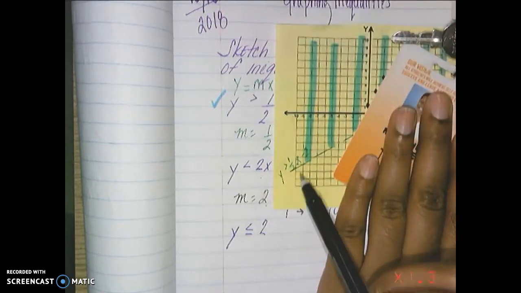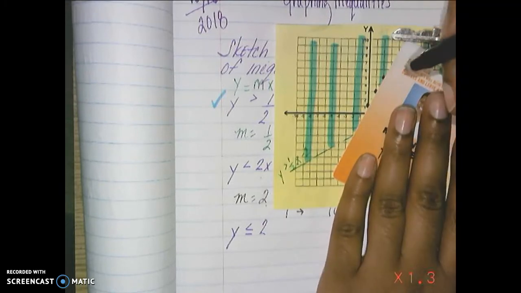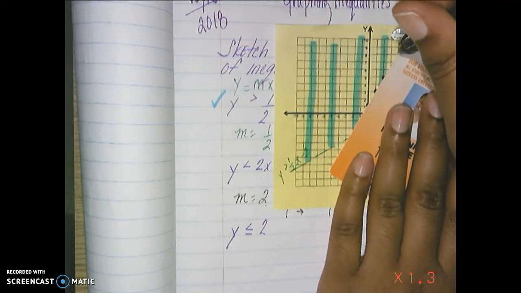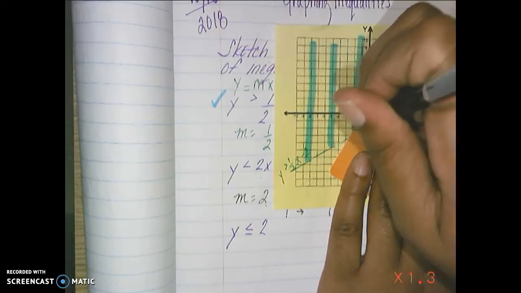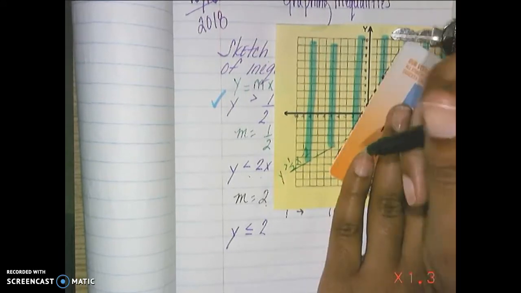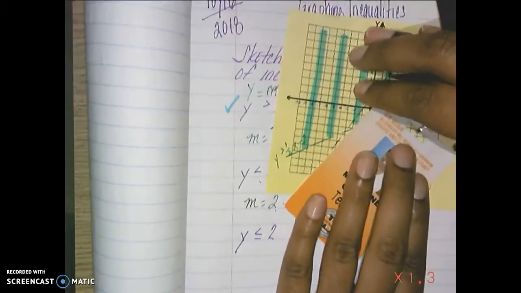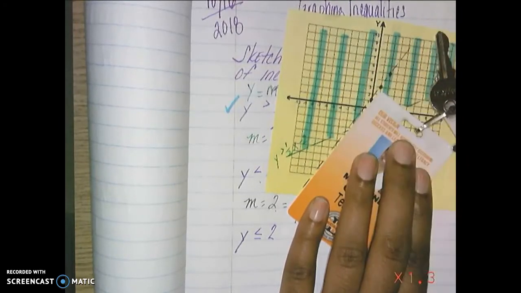Now what I want you to notice on my first line, it was a dashed line. This line is also going to be a dashed line. My reasoning for having a dashed line is because I don't have a solid line underneath this inequality. It's just going to be the less than sign. So for that reason alone, we're going to have a dashed line. All right. Almost done. There we go.